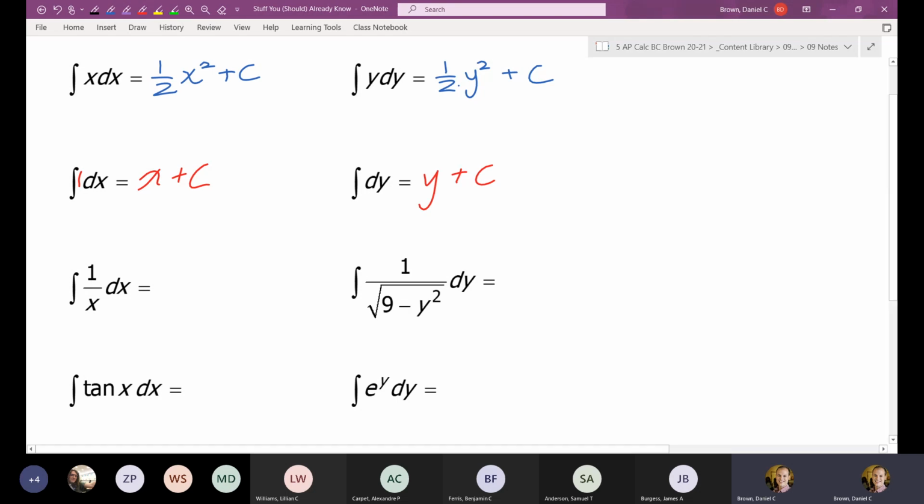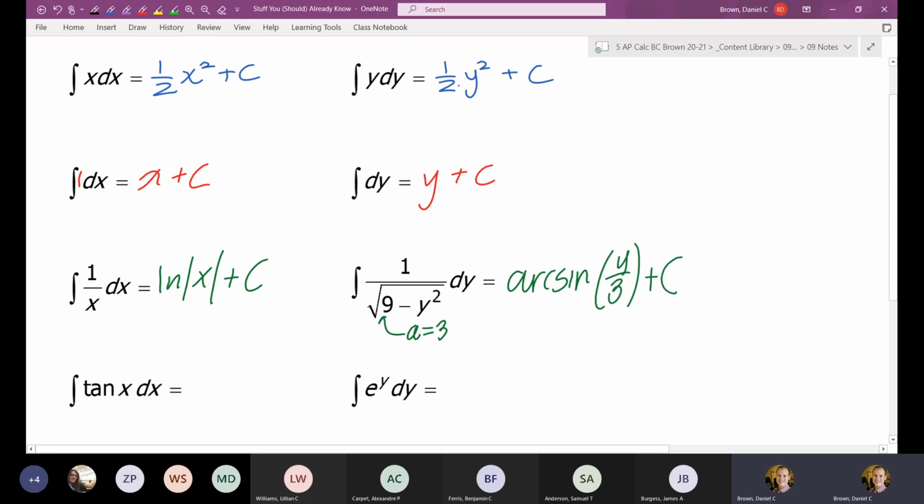Natural log, definitely don't forget the absolute value there. So the integral of 1 over x dx is going to be the natural log of the absolute value of x plus c. What about that second one in the third row? What rule is that one going to be? Arc sine. The difference of the degrees is more than 1. This one is 9 minus y squared, so that's going to be an arc sine. Your a value is 3. Arc sine doesn't have a 1 over a in front, so this would just become the arc sine of y over 3 plus c.